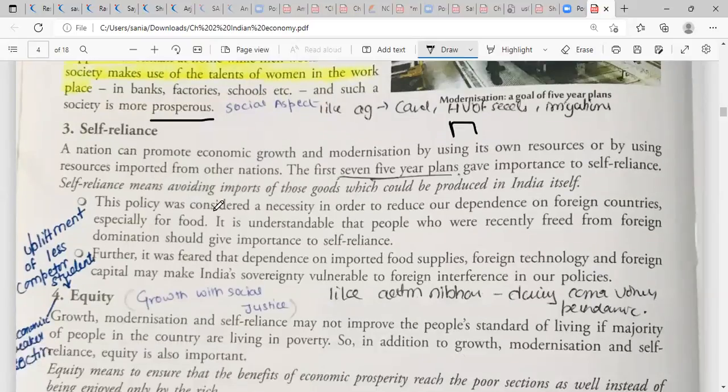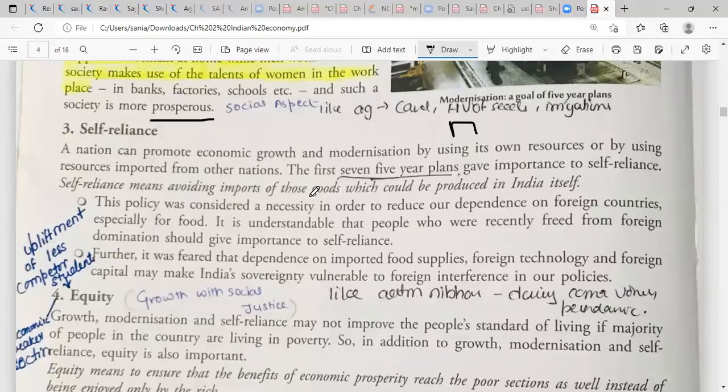Now, this policy was considered necessary in order to reduce our dependence on foreign countries, especially for food. It was understood that people who were recently freed from foreign domination should give importance to self-reliance. Further, it was feared that dependence on imported food supplies, foreign technologies, and foreign capital may make India's sovereignty vulnerable to foreign interference in our policy. Now, this is very important. Self-reliance means you need to avoid importing goods which you can produce in India itself, right?